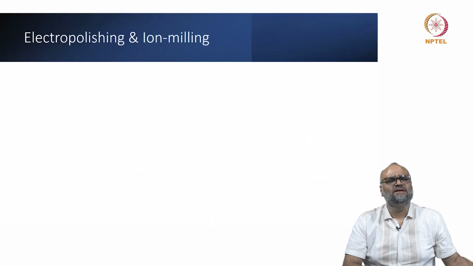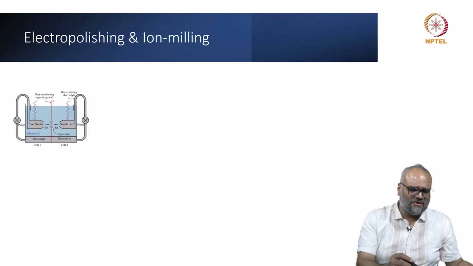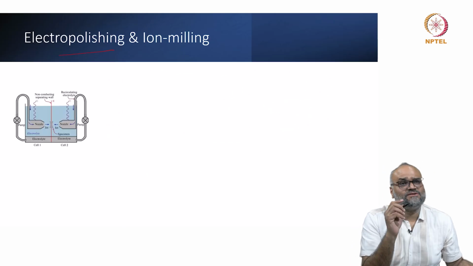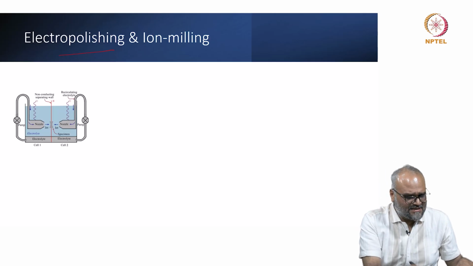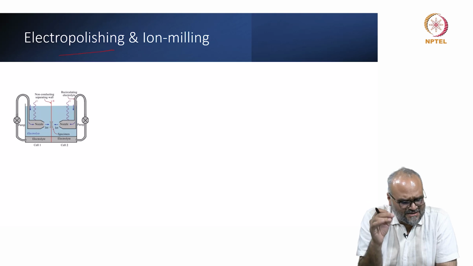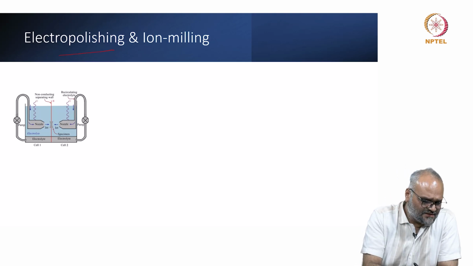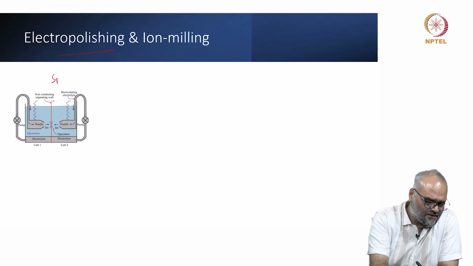So, if I talk about electropolishing and ion milling, the simple step of electropolishing is this. You can use it only for conductive specimens. After I cut, section, grind and punch a 3 millimeter disc, I make it the anode. So, my specimen of interest is the anode.